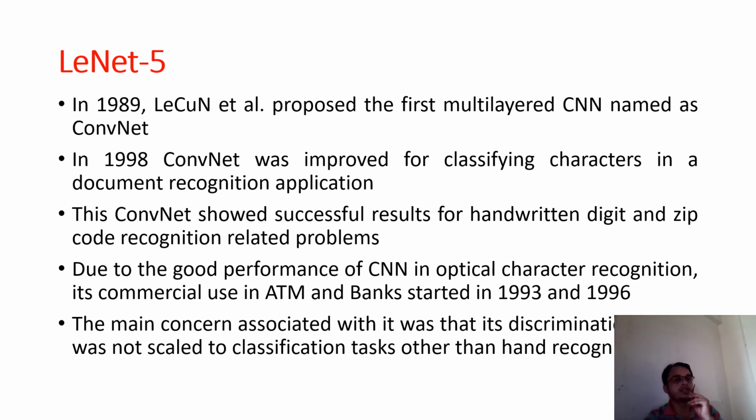LeNet has been developed by Yann LeCun. Yann LeCun is the first inventor who introduced the convolutional neural networks. Okay, and LeCun gave this network with 5 layers. And in which year? In 1989. In 1998, the convolutional neural network was improved to classify characters in document recognition.